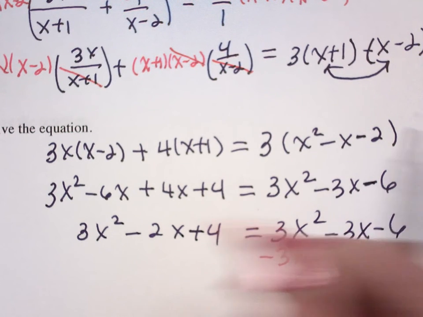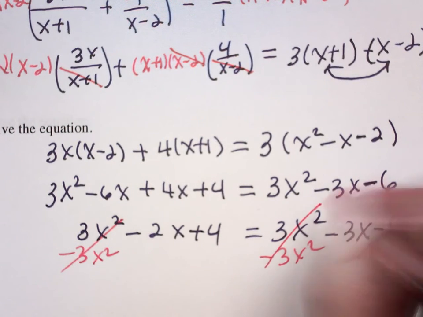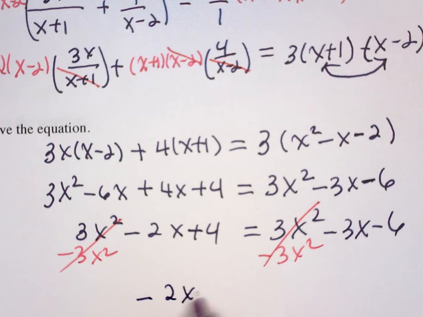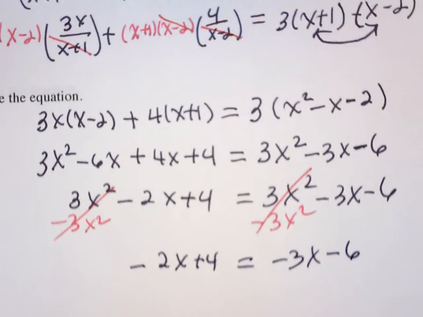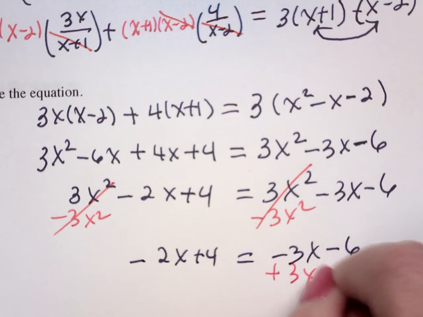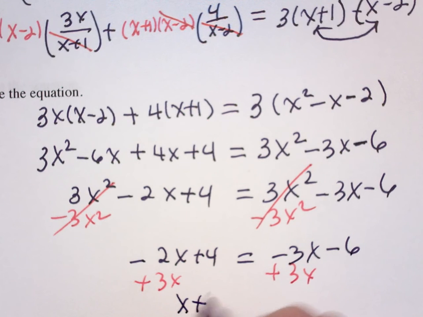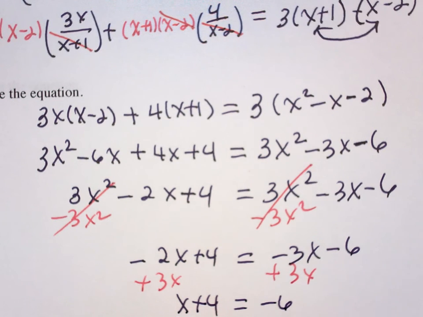Subtract 3x squared from both sides. What do you notice? So I'm left with nothing but x's. So minus 2x plus 4 equals minus 3x minus 6. So that's just a straightforward linear equation. Add 3x to both sides. X plus 4 equals minus 6. Subtract 4 from both sides.